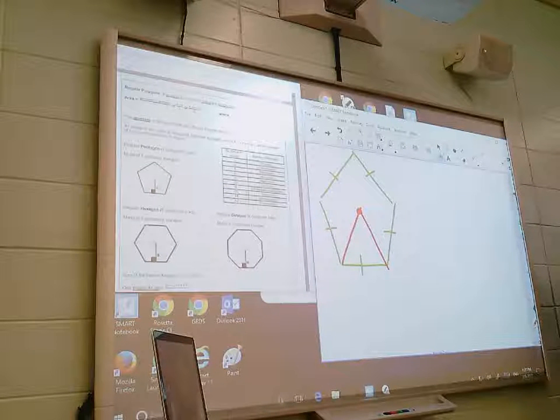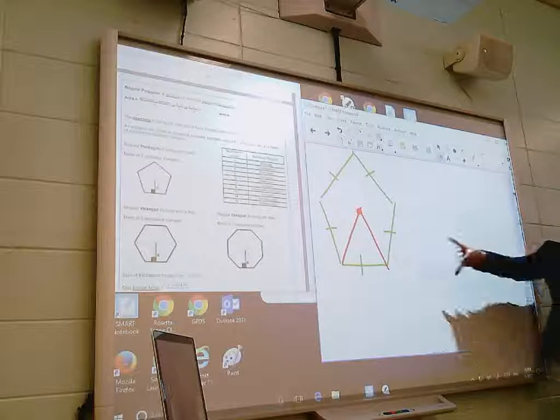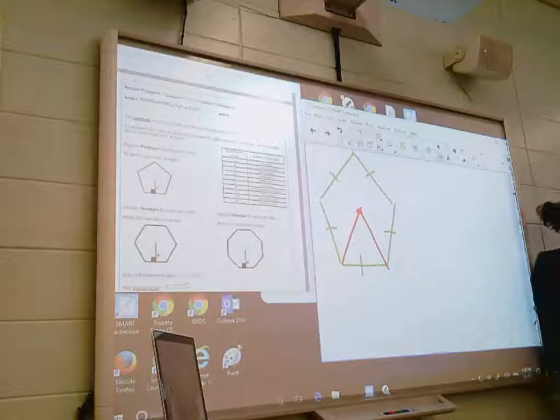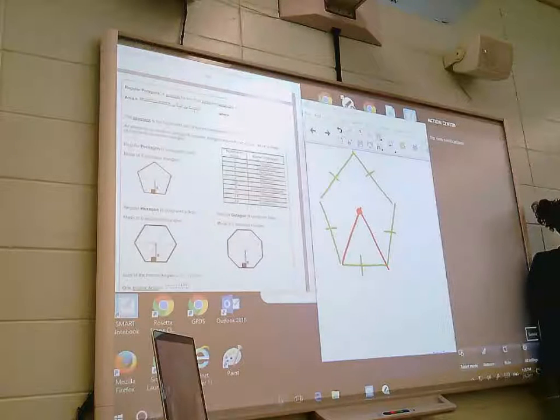The triangle. How many of these triangles live inside the pentagon?